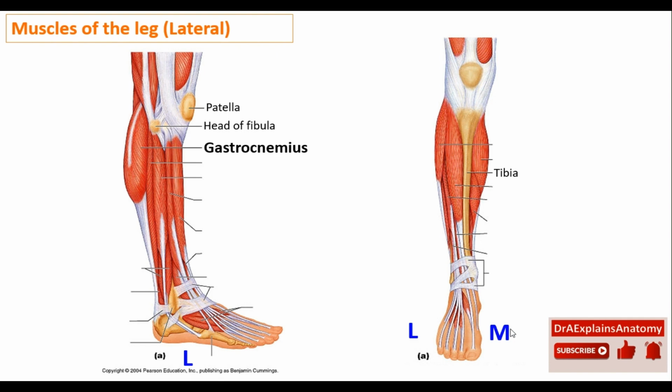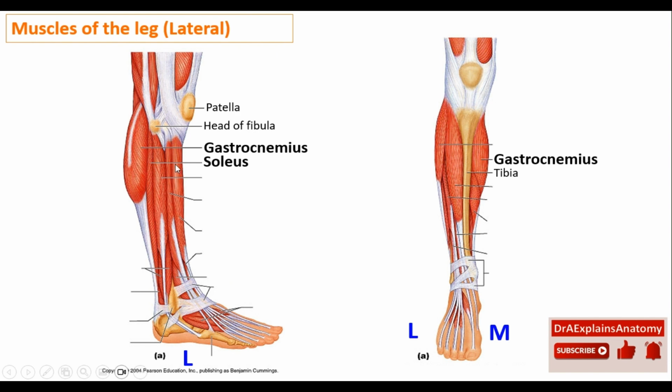First, we have the gastrocnemius muscle. Gastro, it has a belly. Cnemius muscle, we have two bellies. This is the gastrocnemius muscle. You can see part of it anteriorly. So that is the anterior aspect, and this is the lateral view.